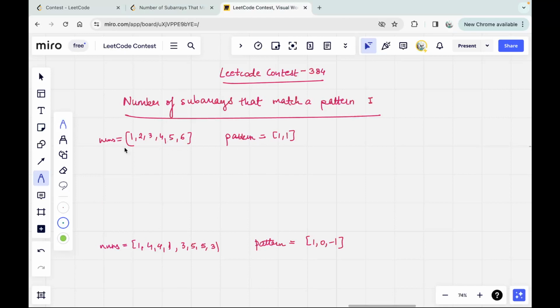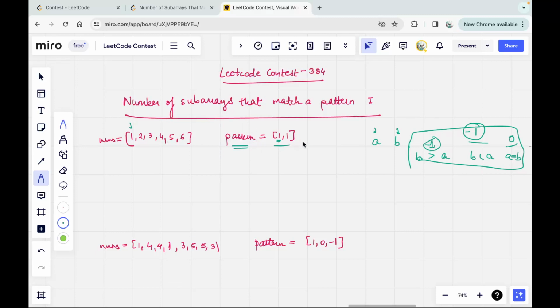What the question says, you are given this nums array and you are given this pattern. So 1 means that, let's say, a is the first element and b is the second element, right? So 1 means that b should be greater than a. Similarly, if minus 1 is there, that means b should be less than a. And if 0 is there, then a should be equal to b. So this is the meaning of 1, minus 1 and 0 in pattern of these integers.